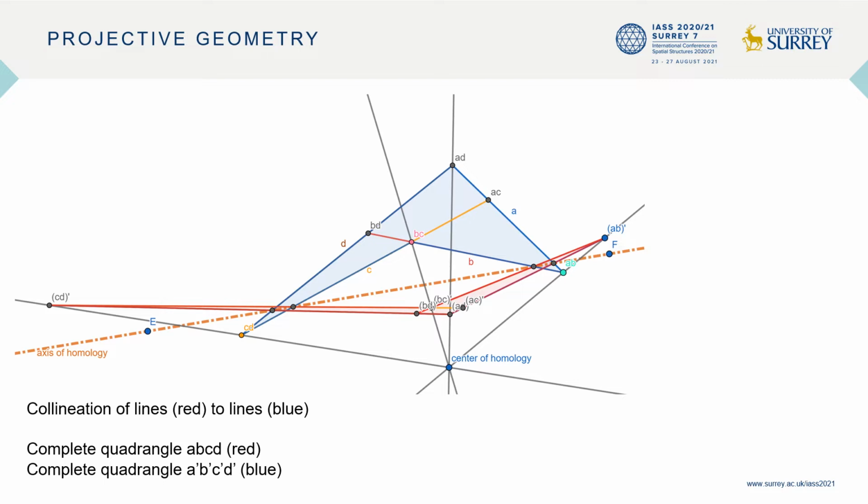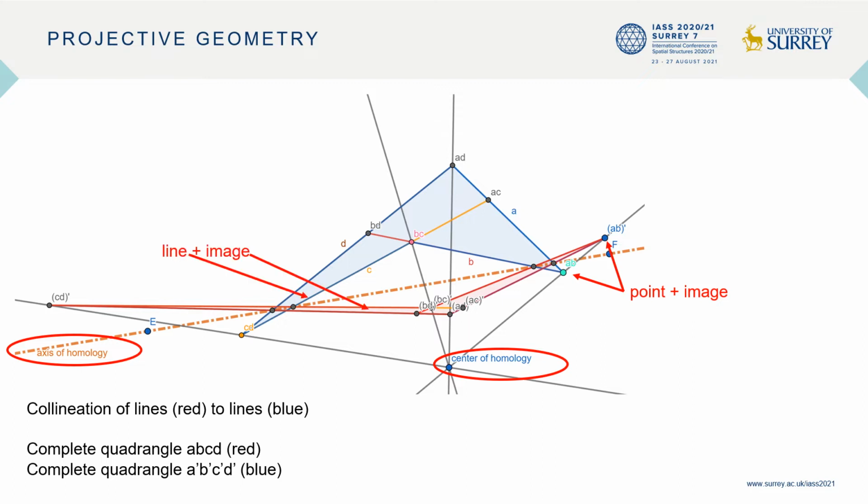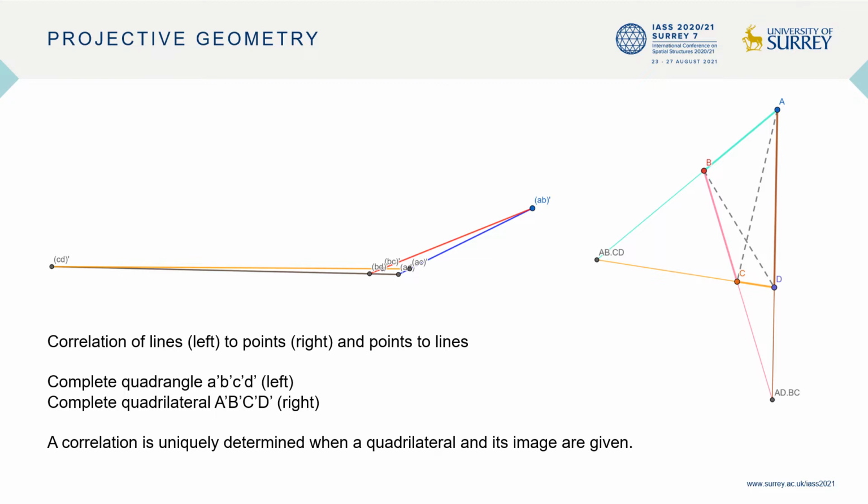A particular type of collineation is a homology, where a point and its image are on the same line radiating from the center of the homology, and the line and its image intersect on a line called the axis of the homology. This can be more neatly expressed as points and their images are perspective with a point, and lines and their images are perspective with a line. Finally, there is a correlation that sends a quadrangle, in this case A', B', C', D', back to a quadrilateral ABCD.